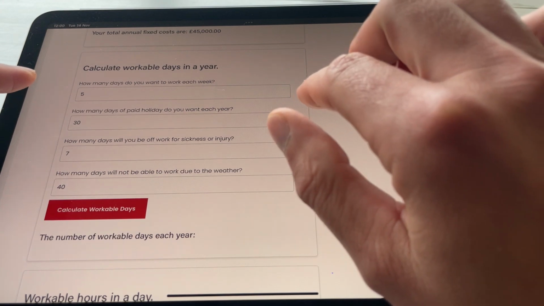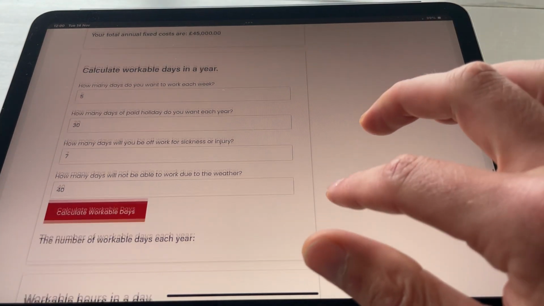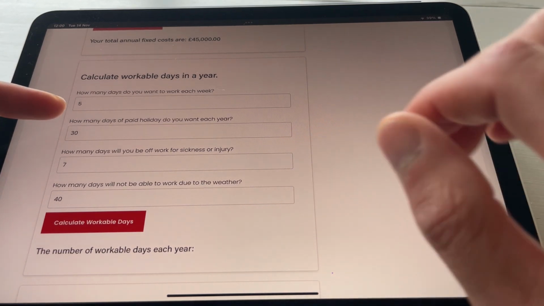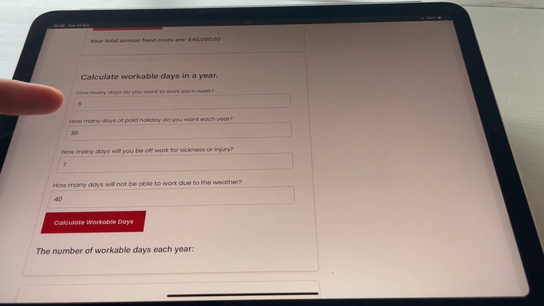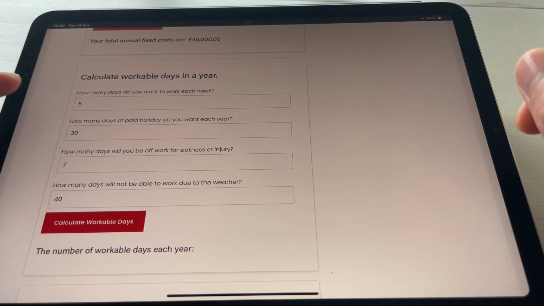Let's calculate the workable days in a year. I've pre-filled this with some of my numbers, but you feel free to put whatever you want in. So we're saying how many days do I want to work a week? I only want to work 5. I don't want to work Saturdays. I don't know what you're like. You might want to do that, but I only want to work 5. If I do work a Saturday, then it will be a bonus, and I want to get paid for it. So the choice is yours.